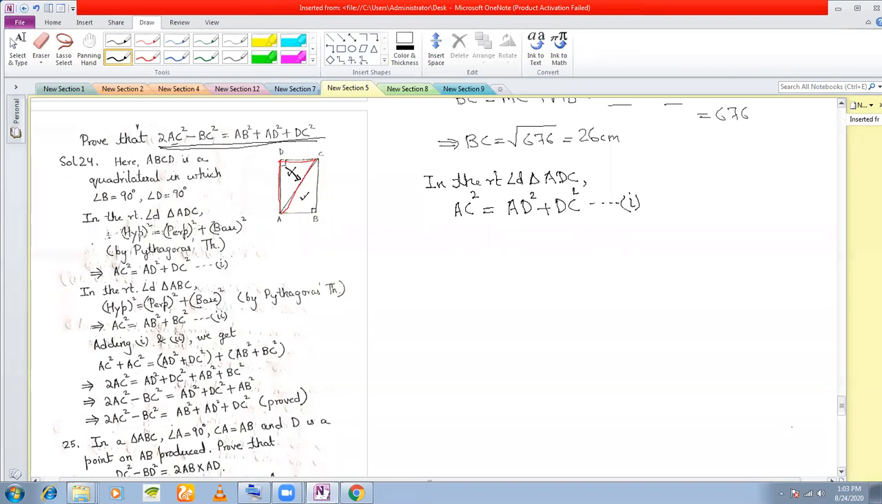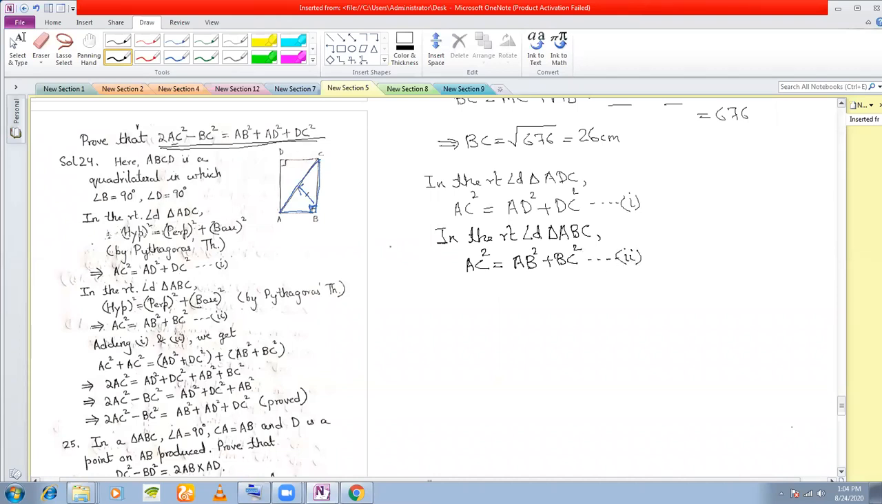Also, now we consider this right angle triangle. This is your 90 degree angle, right angle. Opposite to this, again AC is the hypotenuse. So I'll write in the right angle triangle ABC, AC square is equal to AB square plus BC square. Call this 2.